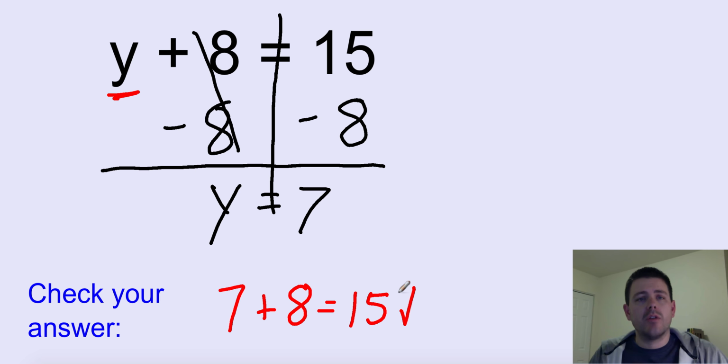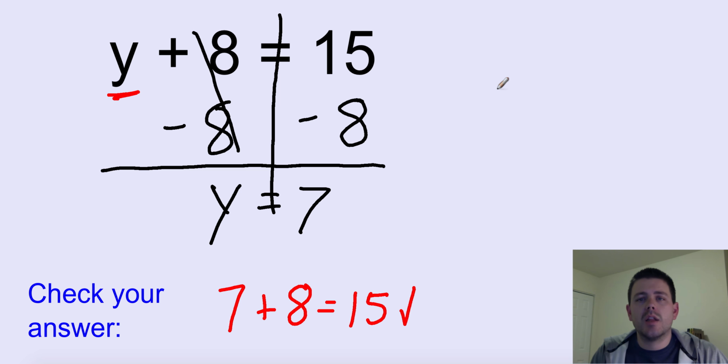Okay? Now, you may have already known that the answer was 7, but the rule is you have to be able to prove it. So all of this work that we've shown up here, drawing the line down the middle, showing that we're subtracting 8 from both sides and what we get for an answer, along with checking our answer, are all going to be required when you solve these problems. It's not optional for us.